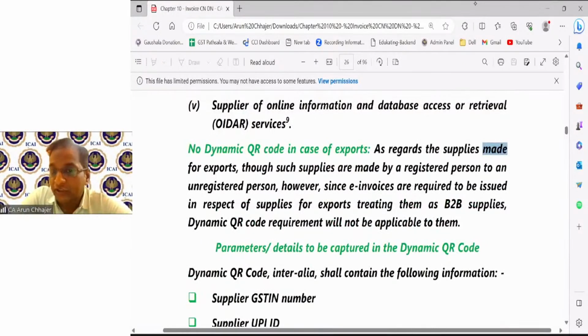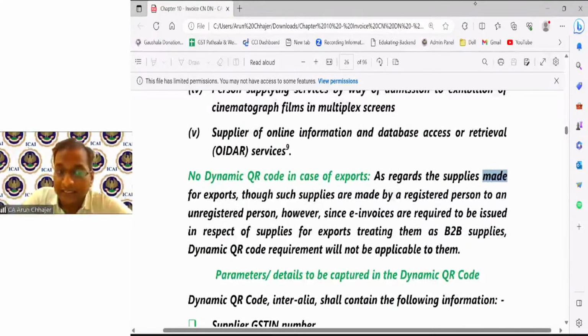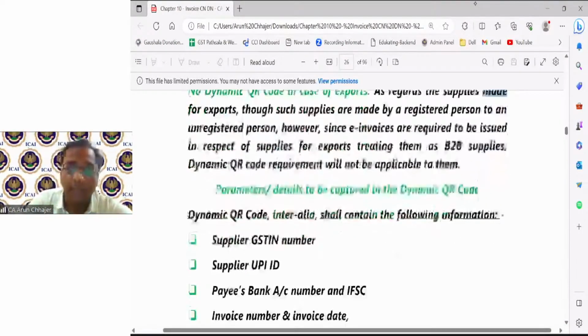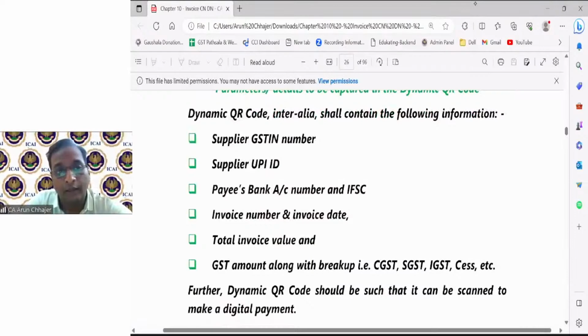No dynamic QR code in case of export. As regards supplies made for export, though such supplies are made by a registered person to an unregistered person, it is covered by e-invoicing, so dynamic QR code is not applicable.